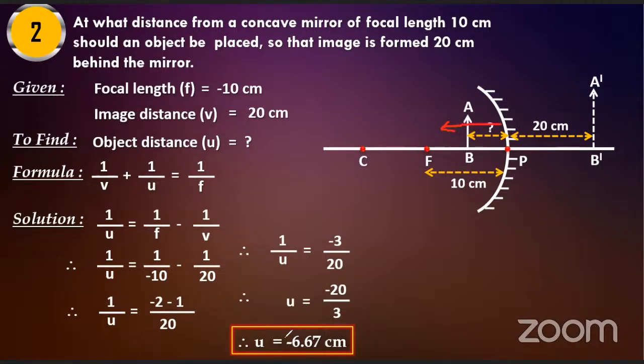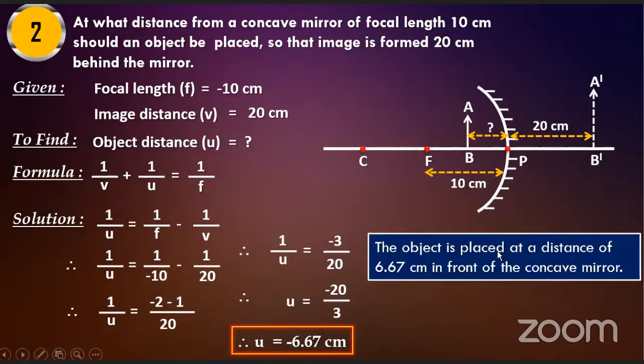This is not the image distance. Minus indicates towards the negative x-axis. So object distance is 6.67 centimeters from the pole. So the object is placed at a distance of 6.67 centimeters in front of the concave mirror.